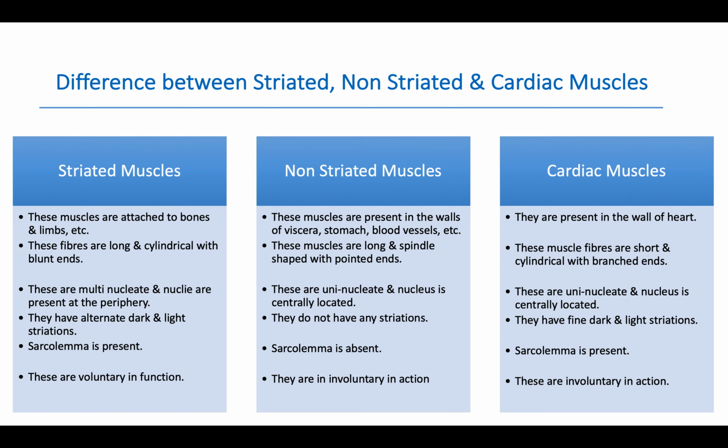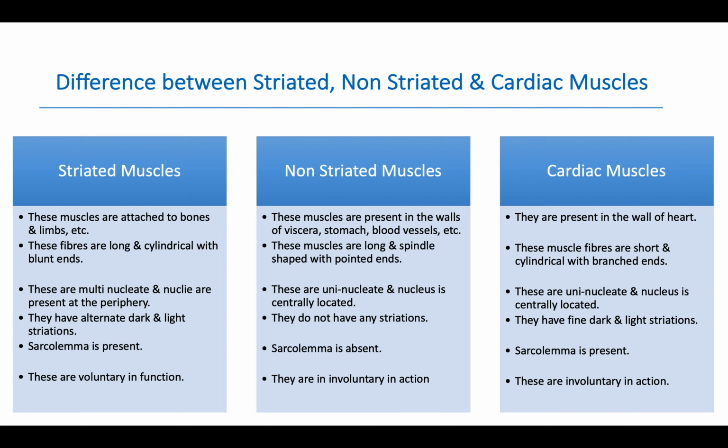Striated muscles have alternate dark and light striations. Non-striated muscles do not have any striations. Cardiac muscles have fine dark and light striations. Sarcolemma is present in striated muscles. Sarcolemma is absent in non-striated muscles. Again, sarcolemma is present in cardiac muscles.